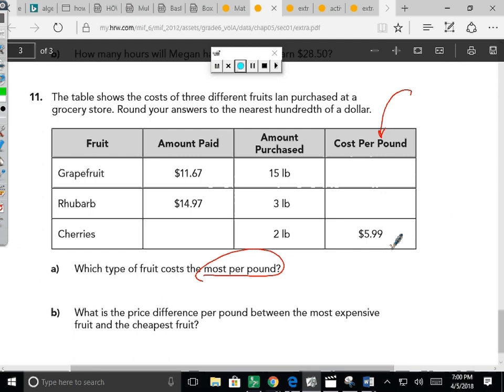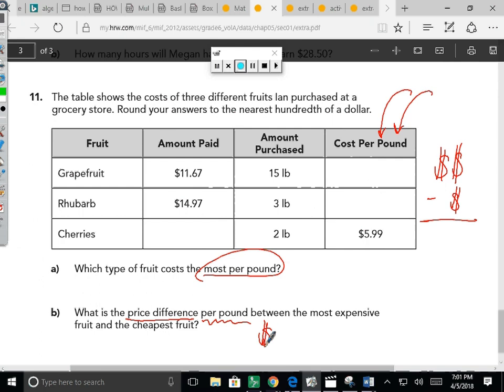In a second then, you'll take a look at part B, and it says, what is the price difference? Ooh, price difference, that's interesting. Per pound, oh, that's important, so I know which part of the table to look at. Between the most expensive fruit and the cheapest fruit. Well, I didn't tell you the most expensive fruit. I didn't tell you the cheapest fruit, but I do see this. It says per pound. So again, use this third column. Find the most expensive. Whoa, so much money. And find the difference. Take away the smallest amount per pound, and see what you get. Okay? Again, we're looking for a price difference, so I'm expecting to see a money answer.